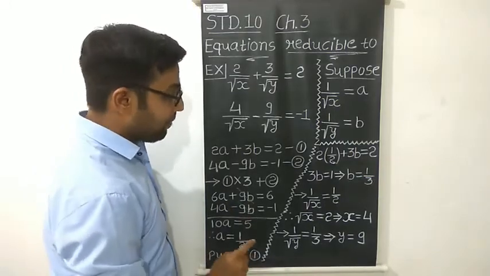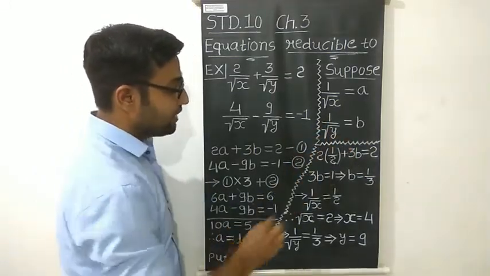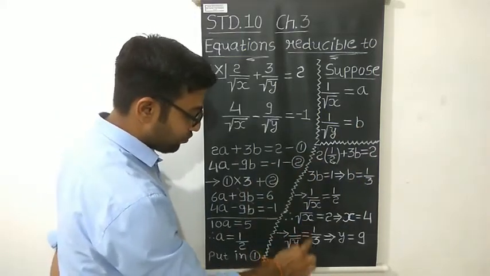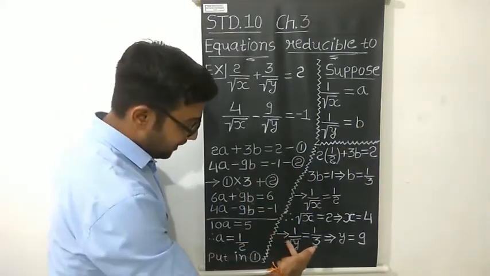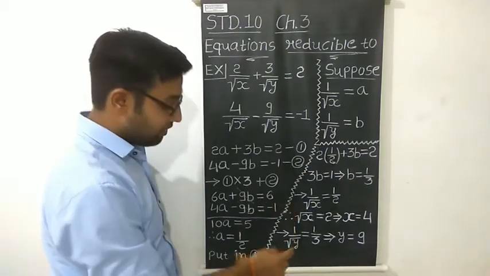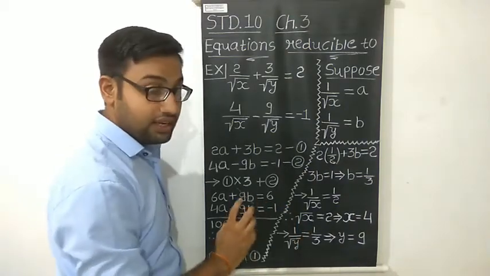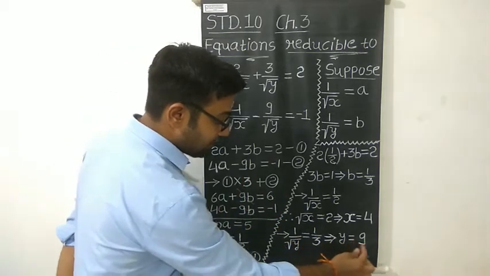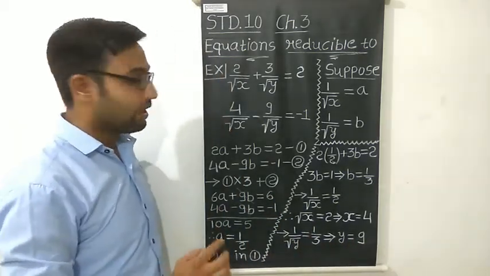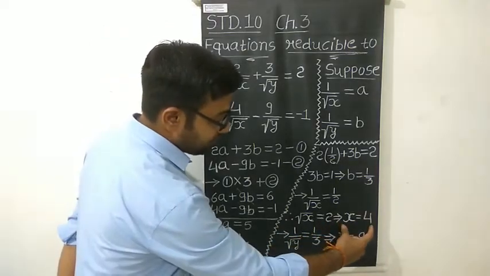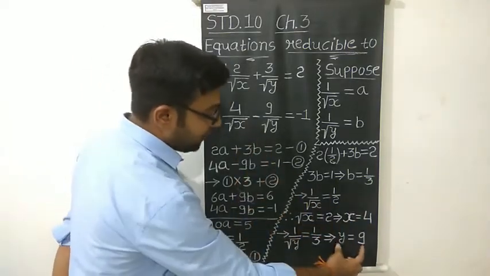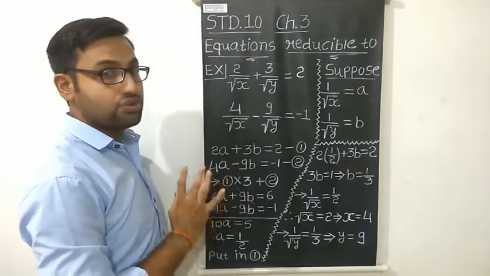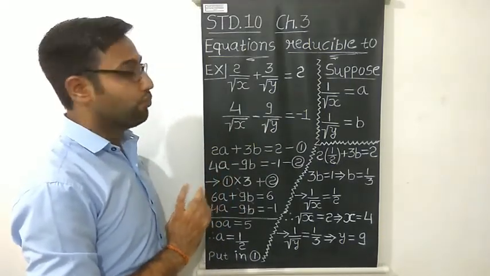Same way, comparing 1 upon root y is equal to b. Now b is 1 upon 3. So 1 upon root y is equal to 1 upon 3. By taking both of them into the numerator, we will get root y is equal to 3. And by squaring both the sides, we will get y is equal to 9. Okay. So now our final answer is x is equal to 4 and y is equal to 9. So in this way, we can solve the pair of linear equations in two variables.